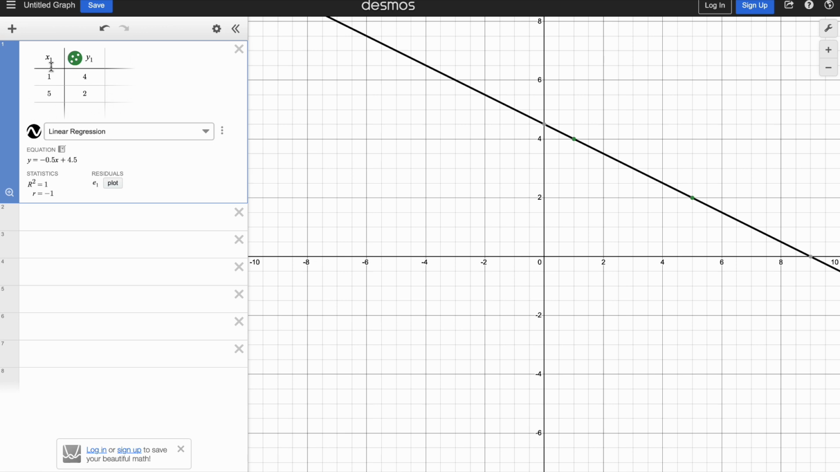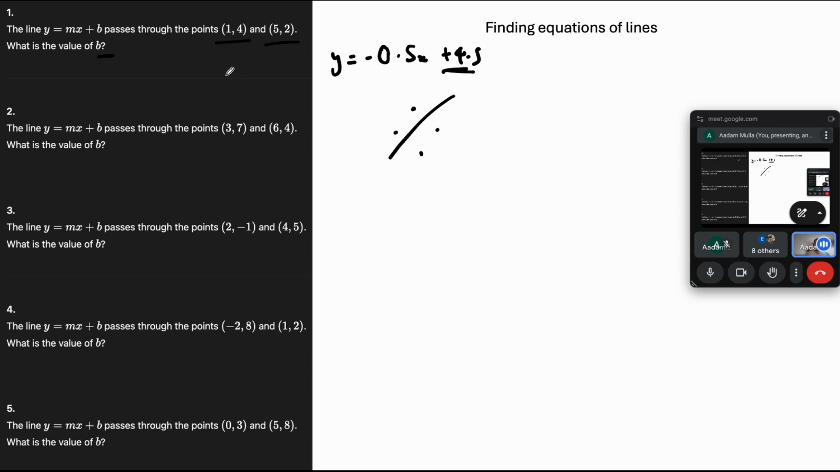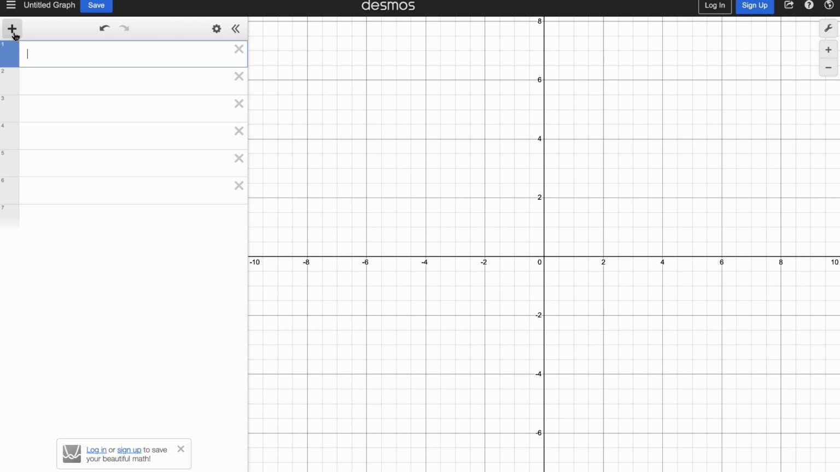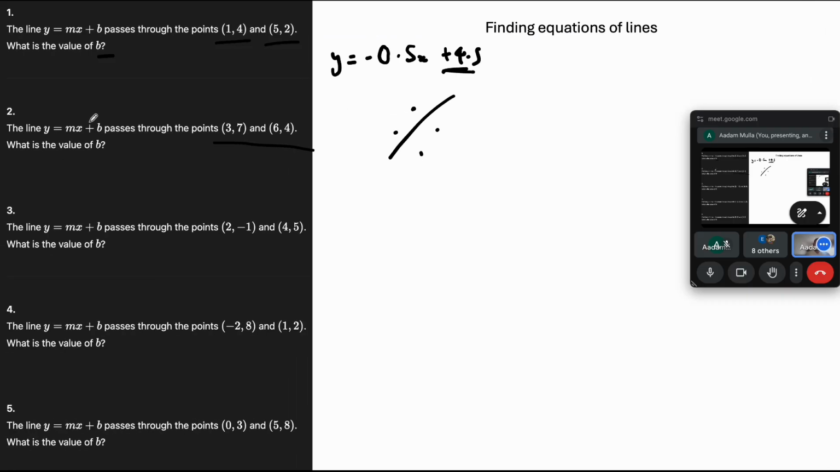So I guess what I want you to practice here is just getting used to, if you've got two coordinates, obviously you can use the algebraic way, but I want you to also have another skill where you can just use Desmos. So click the plus button, click the table. I want you to all try number 2, where you've got these two coordinates, 3, 7 and 6, 4. And then you can find that equation and you can find the y-intercept for that equation. If you've done number 2, you can do number 3. You can do as many as you want, but try and do number 2. If anyone's having any issues with anything, just tell me.